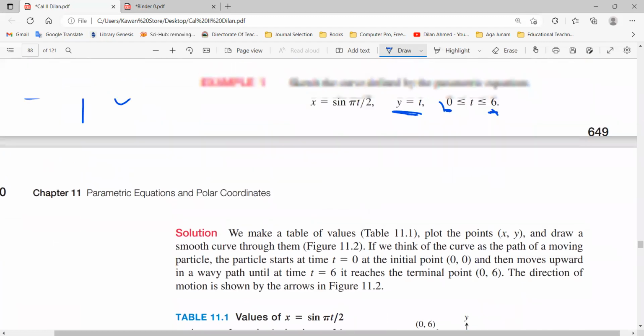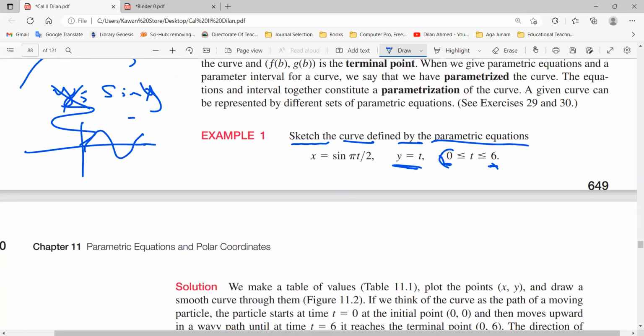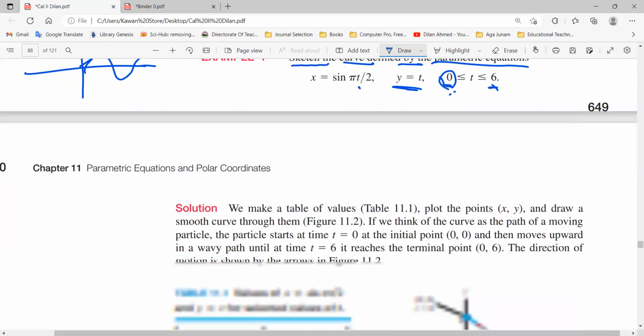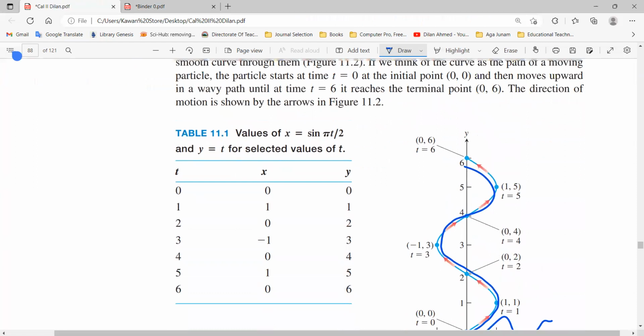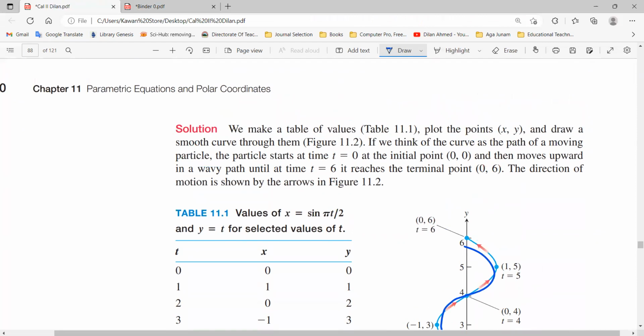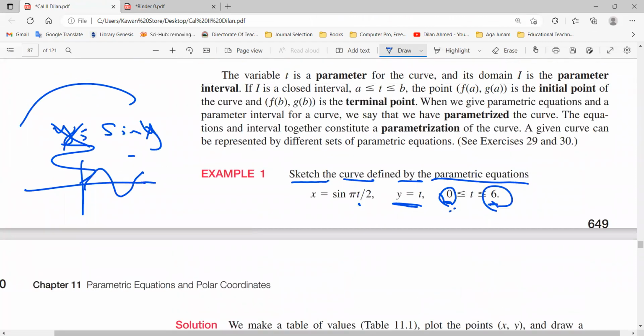If I put t be 0, I'll get 0, right? Sine of 0 is equal to 0. So that's why we will start from here, 0. Then if I put 1, 2, 3, it will increase till 6. So that's why we will get the points here. For example, t between 0, 0.1, and go until t equal to 1, t equal to 1.1, and go on.